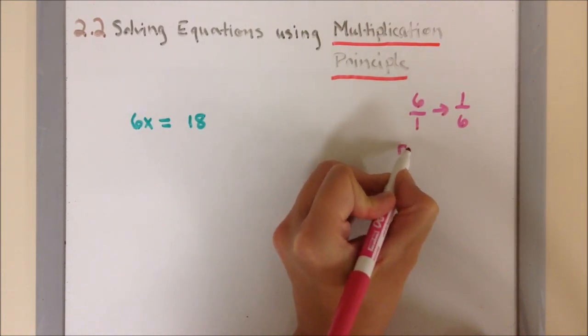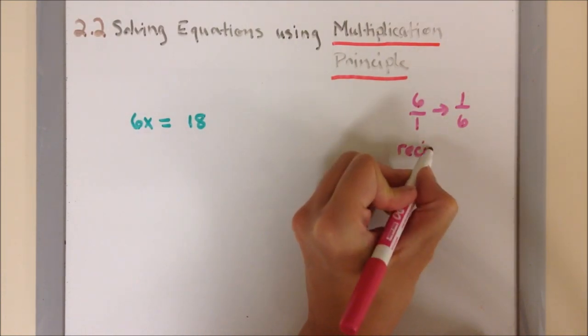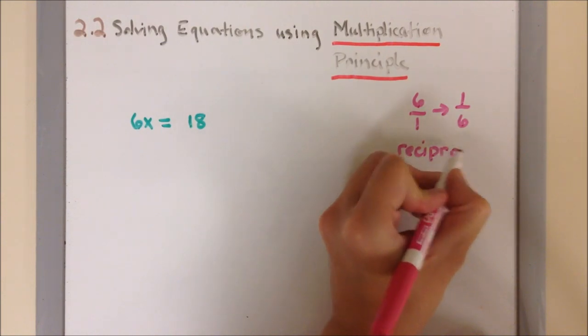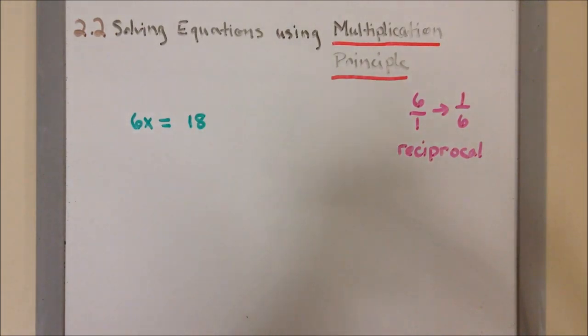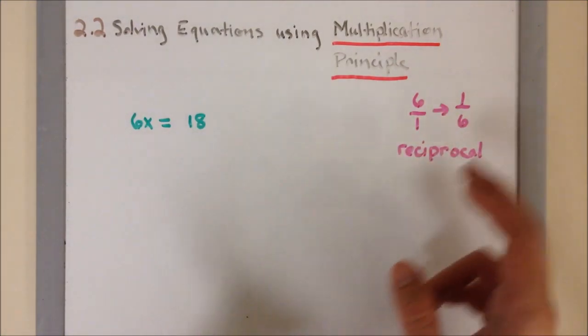Reciprocal, R-E-C-I-P-R-O-C-A-L. We're going to hear that term in later chapters, and you're going to be using reciprocal to help out solving equations or to simplify expressions. So make sure to remember what reciprocal means, which is to flip the fraction. So the reciprocal of 6, or 6 over 1, is 1/6.